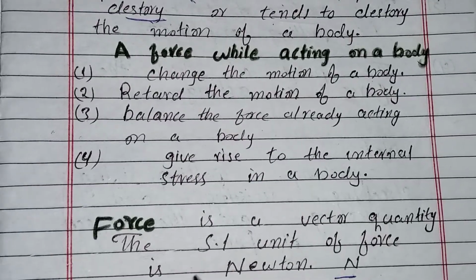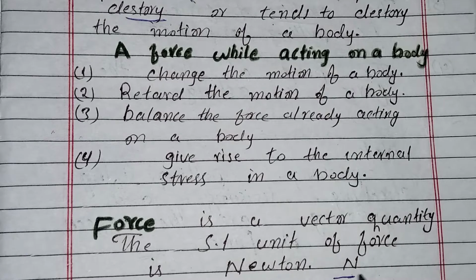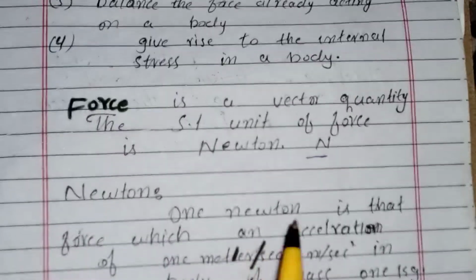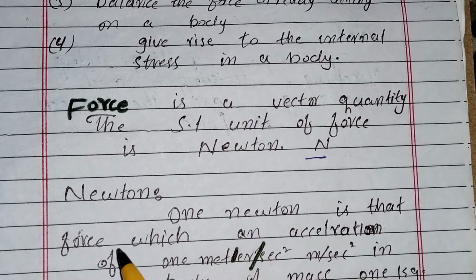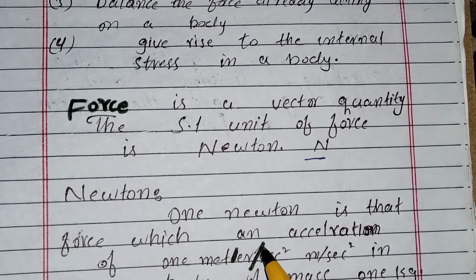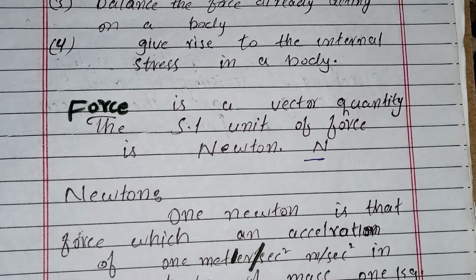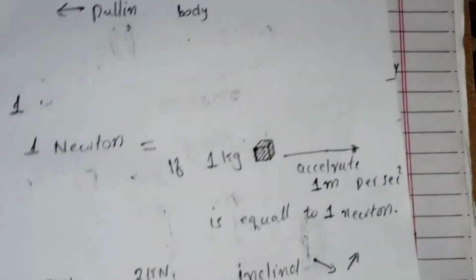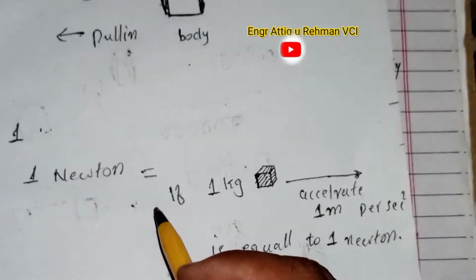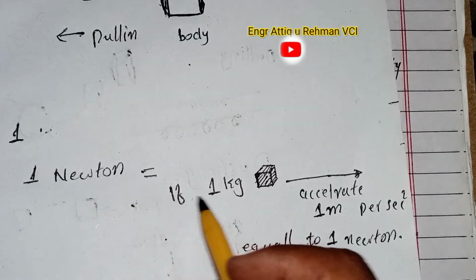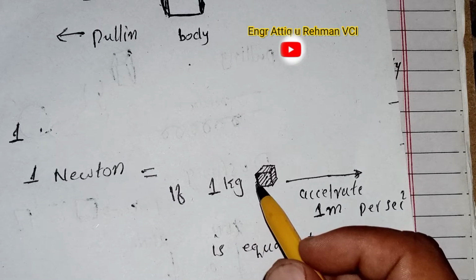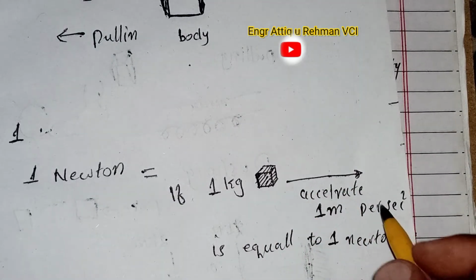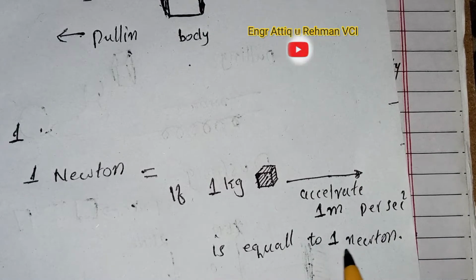The SI unit of force is Newton, denoted by N. So what is a Newton? One Newton force is that force which accelerates a body of mass 1 kg at 1 meter per second square. As you can see here, suppose 1 Newton force is equal to F, a 1 kg mass body accelerates at 1 meter per second square, then that force is equal to 1 Newton.